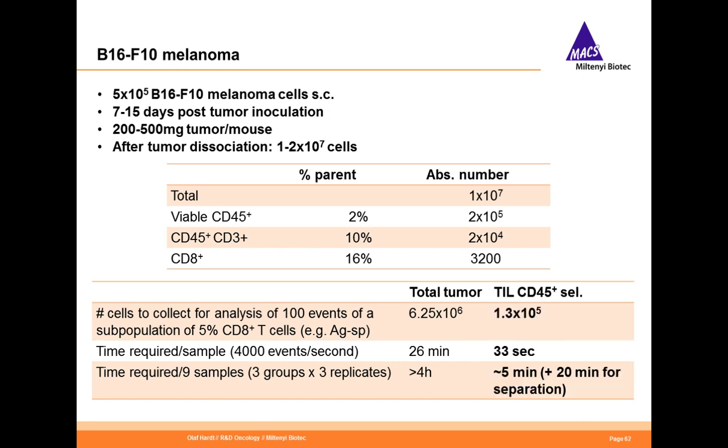If you do the TIL selection before, to acquire 100 events of your target population, you would just have to acquire a little bit more than 100,000 of the total events after selection. That will take you 33 seconds. And for 9 samples, it will take you 5 minutes. Of course, then plus the 20 minutes for the separation. But you see very fast, if you have more samples, which most of the people have, it makes a huge difference.